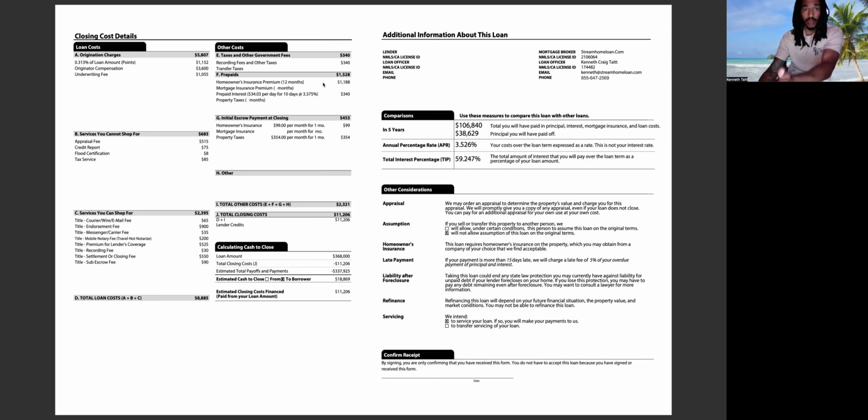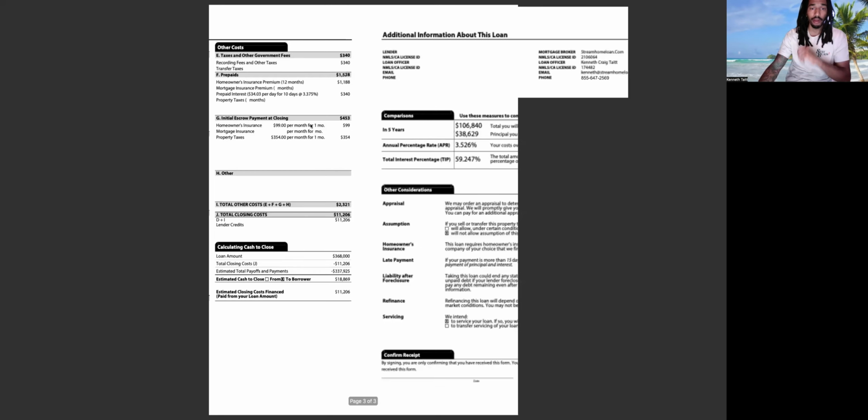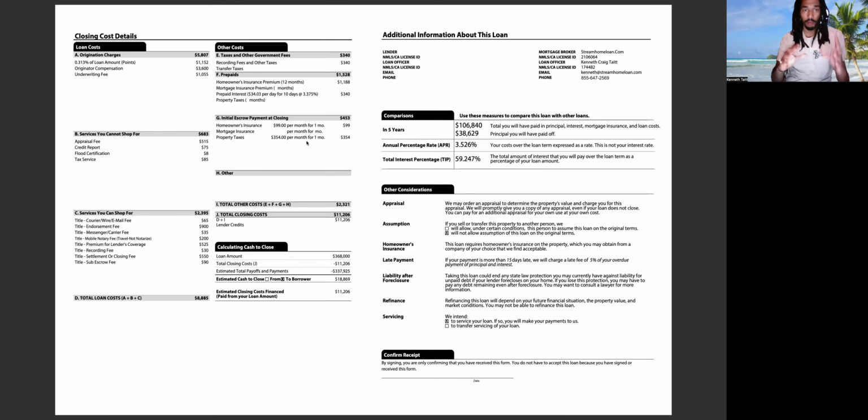So, prepaid, they want you to prepay 12 months of homeowners insurance. So in this scenario, his homeowners insurance must have been coming due within 12 months, so we had to pay the full policy up front. Okay, remember that these are prepaid items. So even though it's homeowners insurance, this is not your escrow account just yet. These are just things that at closing are already going to be due.